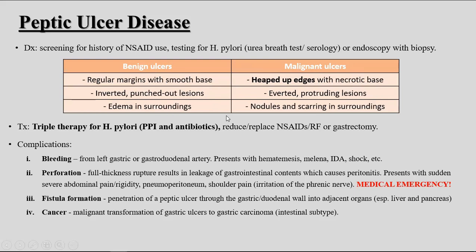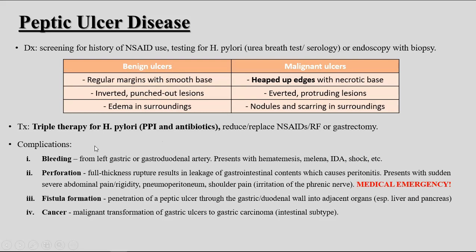The mucosa around a benign ulcer is just going to be edematous because of the inflammation, whereas the mucosa around a malignant ulcer is going to have a lot of nodules and scarring because of the cancer progression. So you just diagnose them directly by either asking them if they are a chronic NSAID user, or you test them for H. pylori, which you can do with either a breath test or serology, but the most definitive diagnosis is obviously endoscopy with the biopsy. You treat it with triple therapy.